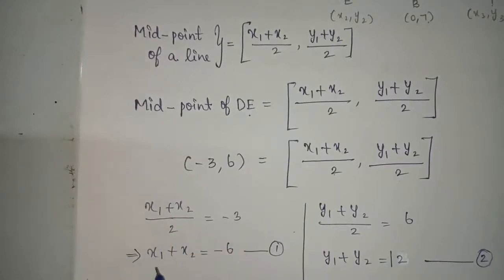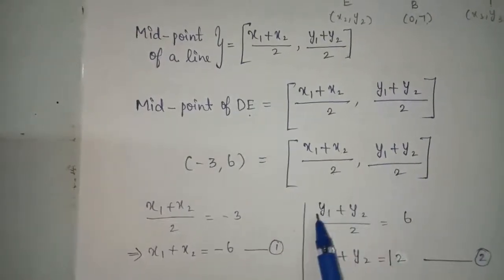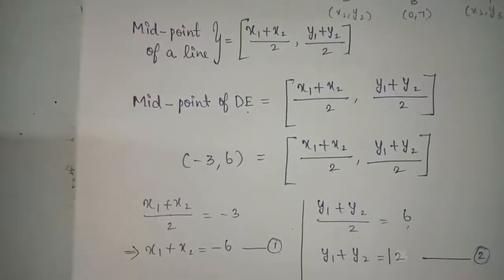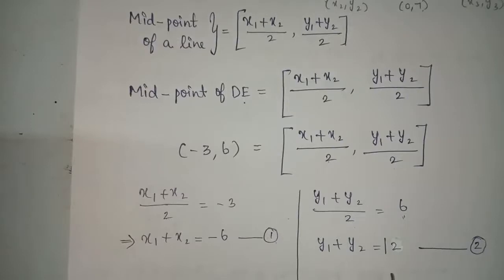Cross multiplication, x1 plus x2 is equal to minus 6. This is equation number 1. So equating the y coordinates, (y1 plus y2) by 2 is equal to 6. If you cross multiply it, you get y1 plus y2 is equal to 12. This is equation number 2.